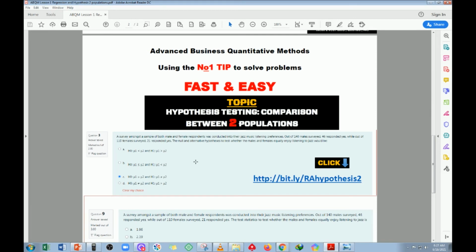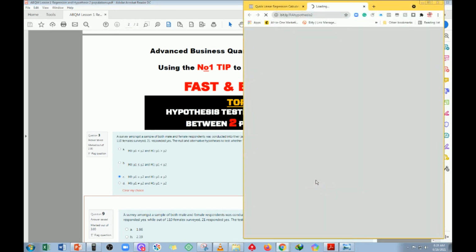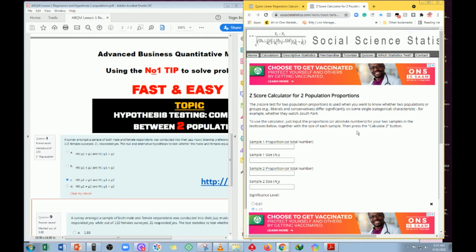So now that we have figured out that it's two proportions, that's why this topic is saying hypothesis testing between two proportions. It's two populations, but dealing with proportion. So again, like I said, I have put the link, so let's just click on it. There it comes. Now that it is loaded, there is the calculator for two population proportions.